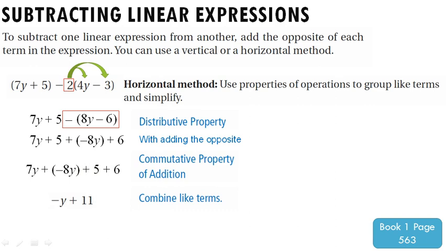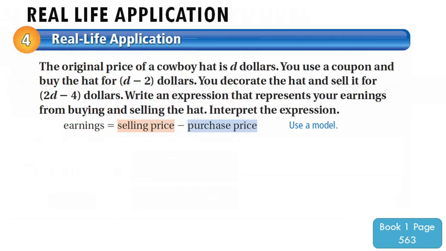Let's look at a word problem that has us subtracting linear expressions. The original price of a cowboy hat is $D. Use a coupon and buy the hat for D minus $2. You decorate the hat and sell it for 2D minus $4. Write an expression that represents your earnings from buying and selling the hat, and then interpret the expression.